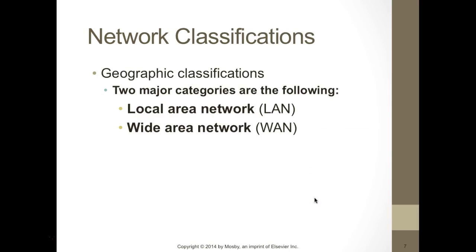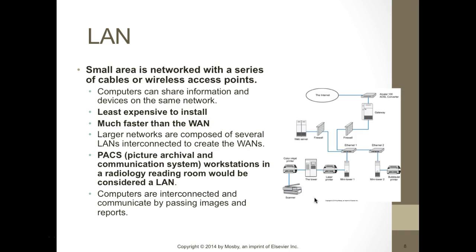So network classifications are by geographic classification. So there's the LAN and the WAN, the local area network and the wide area network. With the LAN, a small area is networked with a series of cables or wires. The computers can share information and devices on the same network, so it's less expensive to install. It's much faster than a WAN, W-A-N, and larger networks are composed of several LANs interconnected to create WANs.